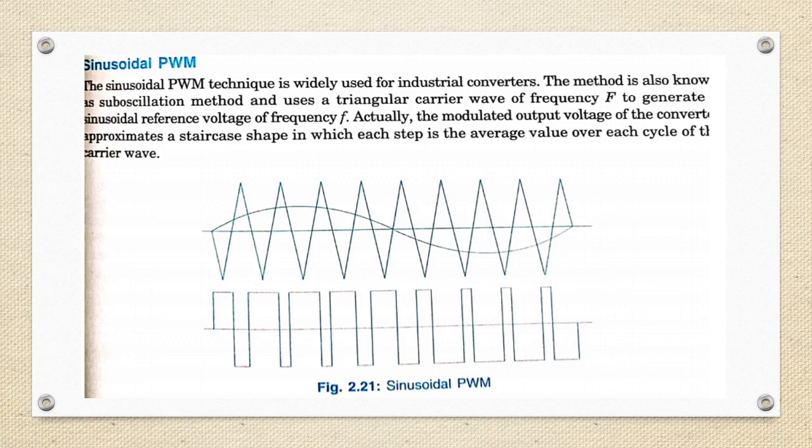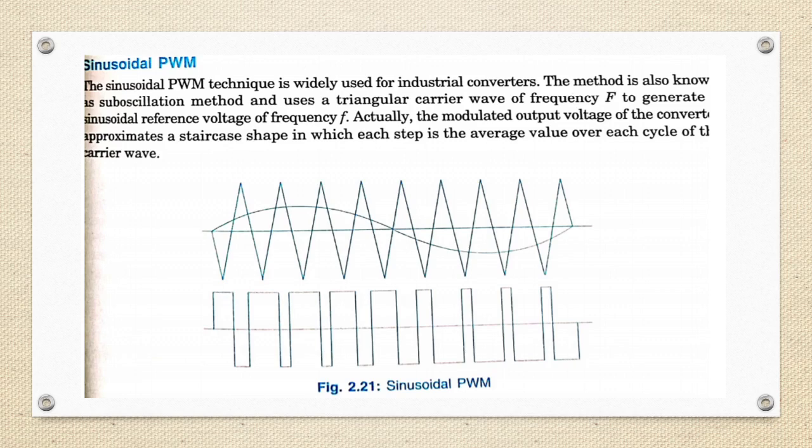This diagram is showing sinusoidal pulse width modulation, where we can see it uses a triangular carrier wave to generate a sinusoidal reference voltage of frequency f. The sine PWM technique can be compared to the selective harmonic elimination PWM technique which we have discussed earlier. The instants of voltage reversals will be determined by the intersection between the sinusoidal reference voltage of peak value m and the triangular voltage of amplitude 1.